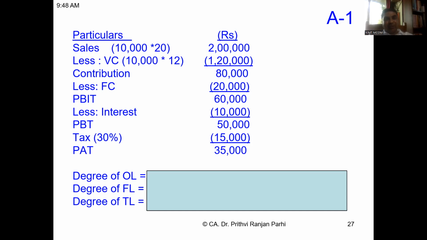Fixed cost, the question says, is 20,000. That means profit before interest and taxes is 60,000. If I deduct the interest of 10,000, PBT is 50,000. Tax is 30%, that is 15,000. PAT is 35,000.